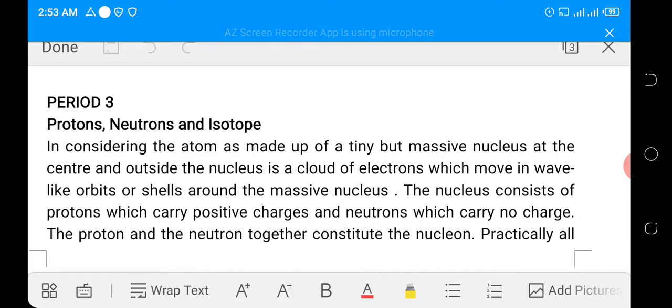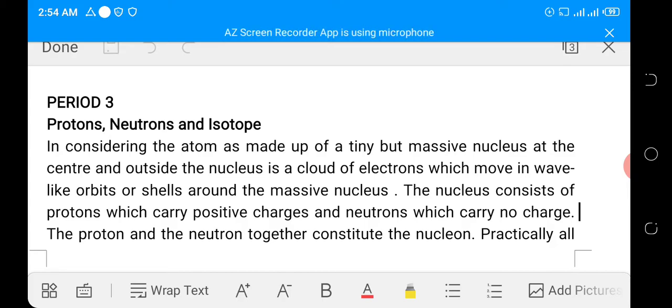And remember, at the beginning of this week, we started the topic model of atoms. And so far so good, we were able to look at 4 different models of atom. We started with Thomson model. We also looked at Rutherford's model, Niels Bohr's model, and electron cloud model.